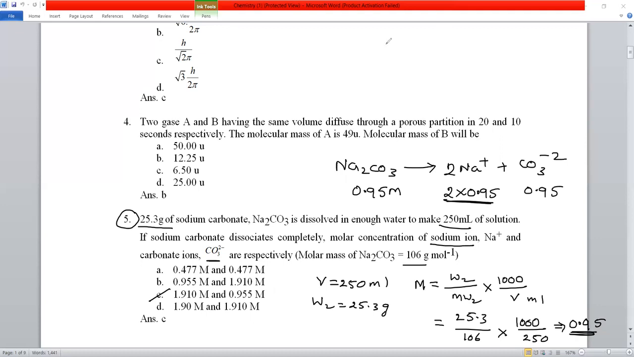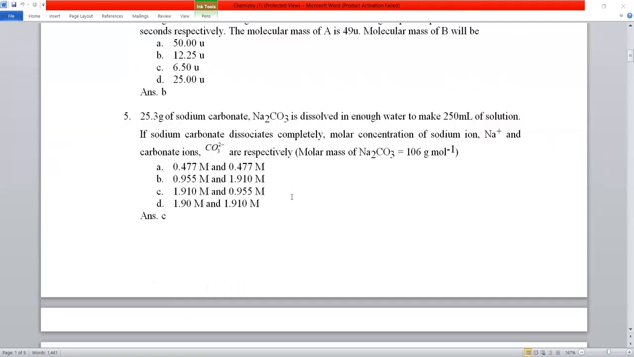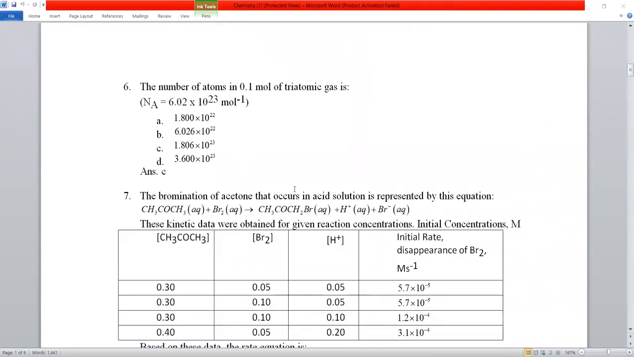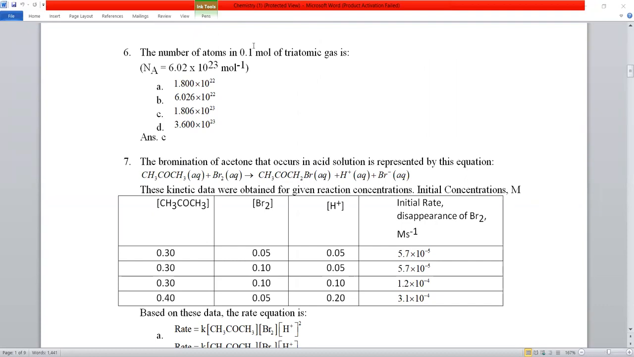Okay. Next, question number 6. The number of atoms in 0.1 mole of a triatomic gas. So we are asked for the number of atoms. Number of atoms equals n into NA. n is the number of moles, 0.1 mole, into 6.022 into 10 to the power of 23.